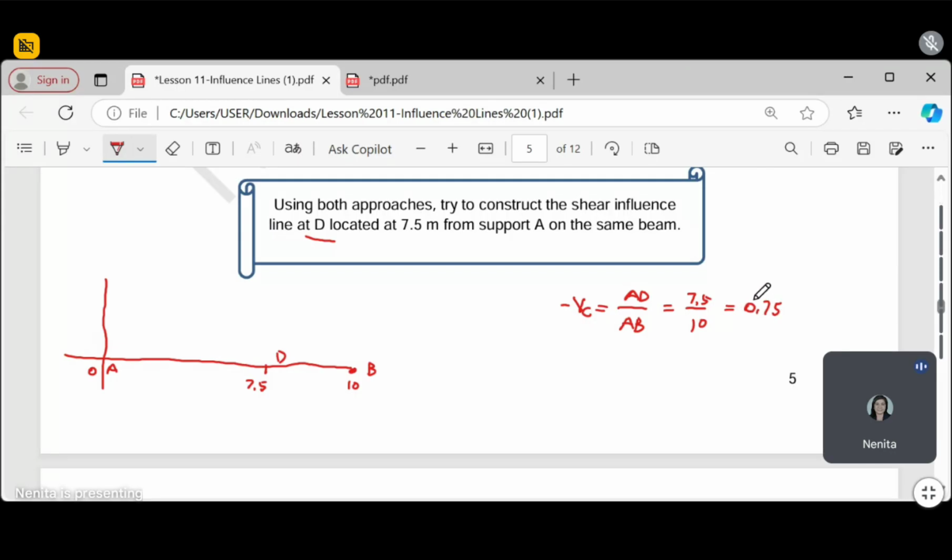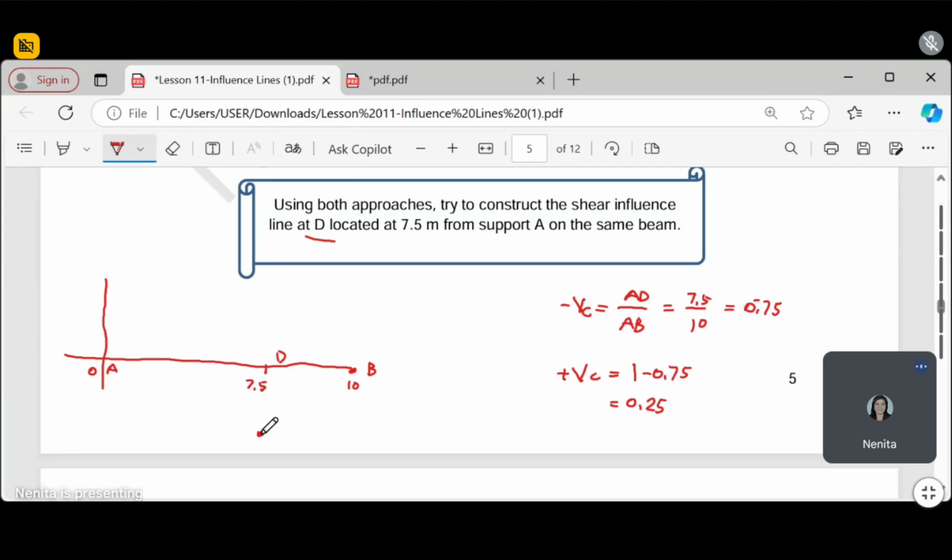Plus, that is negative, ha? Negative ordinate. So, saan na ating positive ordinate? So, that is equal to 1 minus 0.75 is equal to 0.25. Correct? Correct, class? So, therefore, kuhain natin the rest.